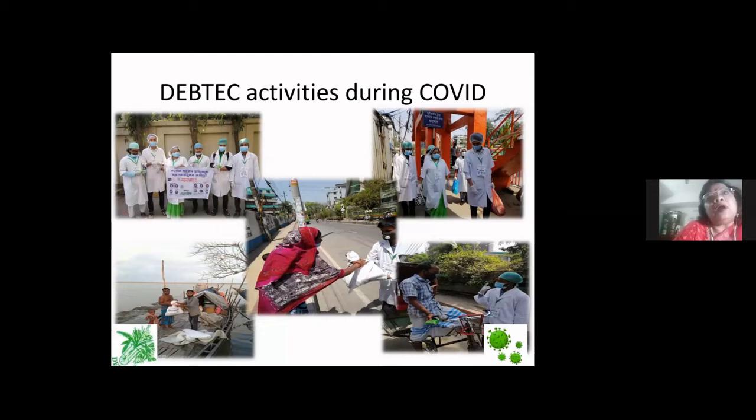Amartya Sen got the Nobel Prize for researching the 1974 famine in Bangladesh, and he showed that the food was there, but unequal distribution and distribution problems caused the famine at that time.